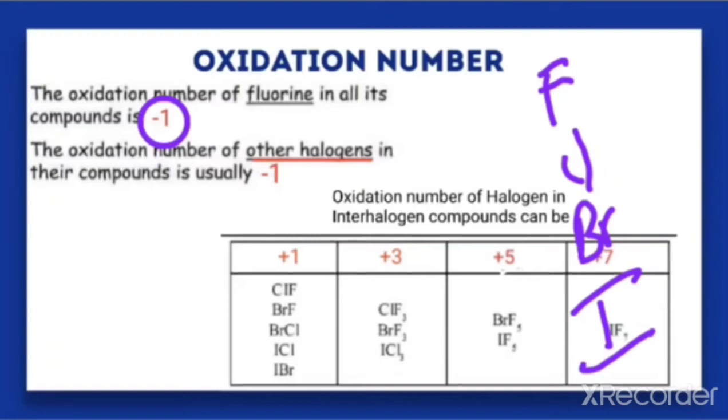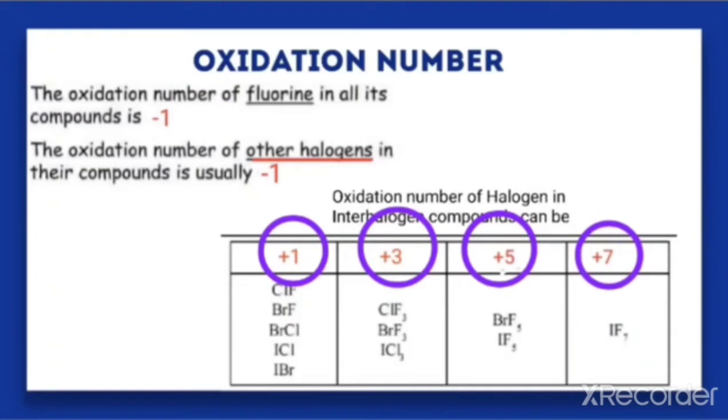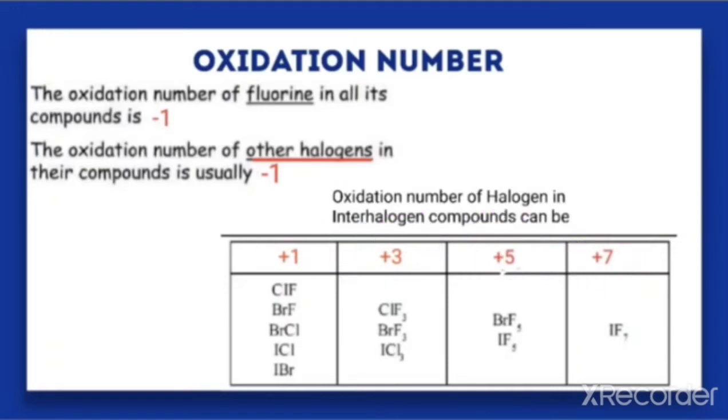But they can also exhibit +1, +3, +5 and +7 oxidation state. That is in the case of compounds called interhalogen compounds. The compound between halogen and halogen is called an interhalogen compound. That means the compound between two different halogens. For example, ClF, BrF, BrCl, ICl, IBr.